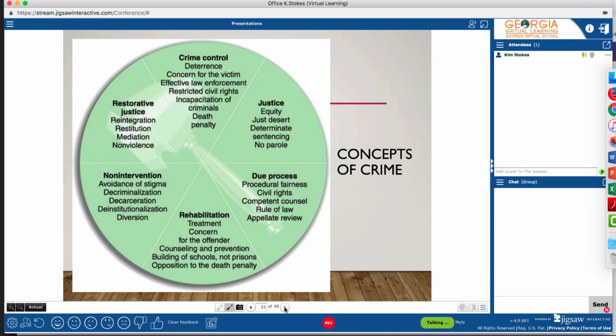So here are the different ideas that make up the criminal justice system. You have your crime control, deterrence, concern for the victim, justice, due process, rehabilitation, non-intervention, and restorative justice.